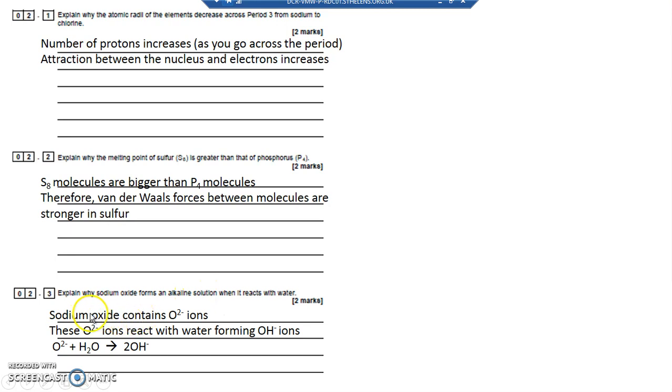So you need to say that sodium oxide contains O2 minus ions, or the oxide ion reacts with water forming OH minus or hydroxide ions. So oxide ions react with water to form OH minus ions or hydroxide ions, and that's the actual equation if you actually want to know it.